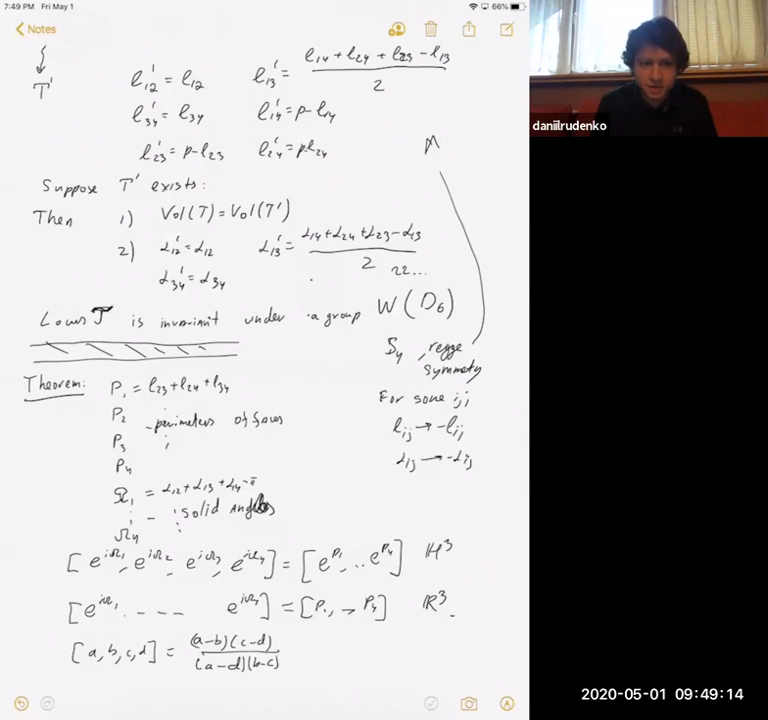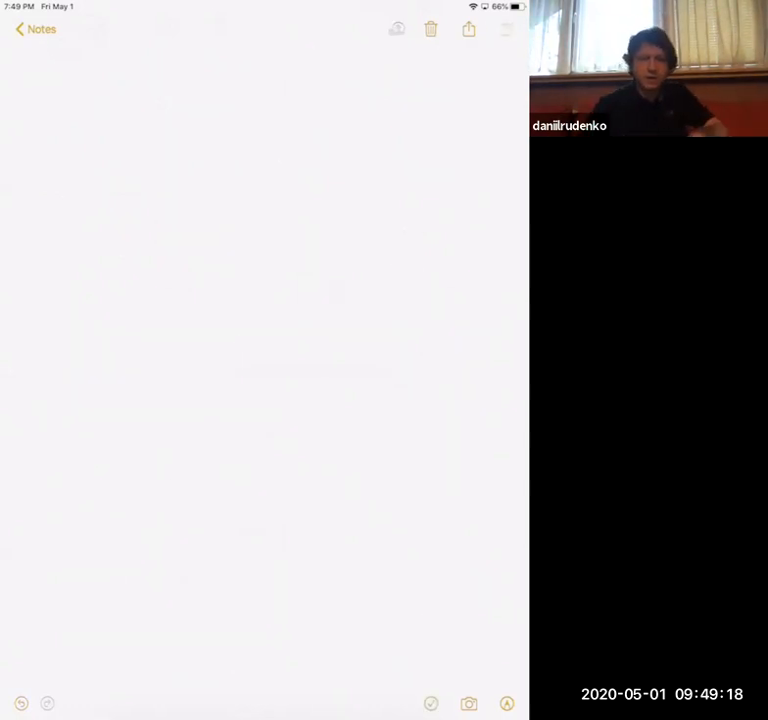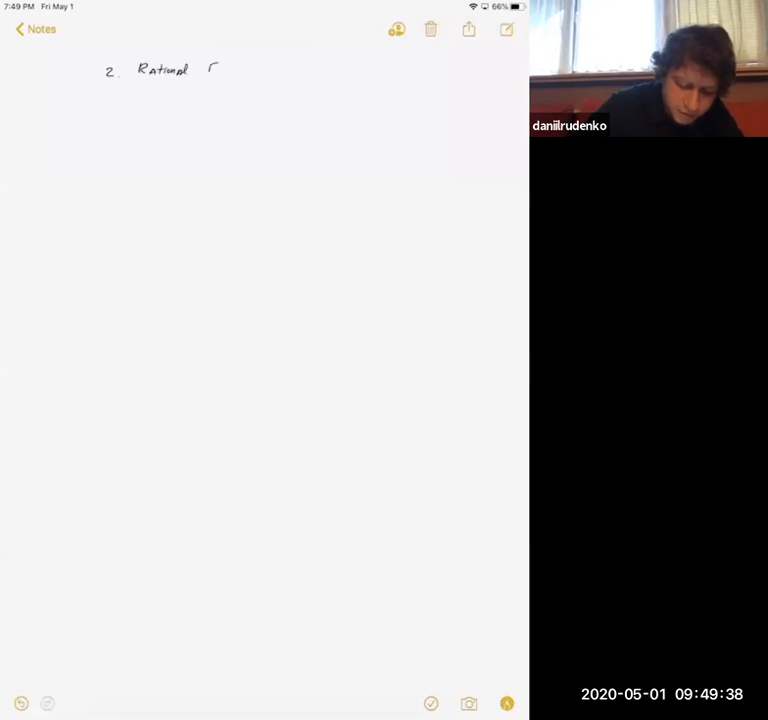So, let me now formulate the main theorem. I need to introduce these algebraic geometric definitions. I will do it maybe briefly, but please ask questions if there are any. So my main object will be, this is part 2, rational elliptic surfaces.